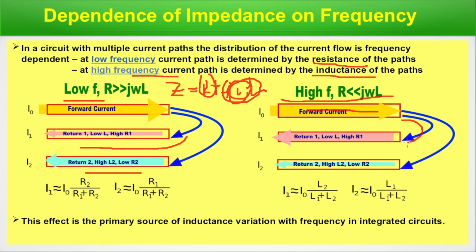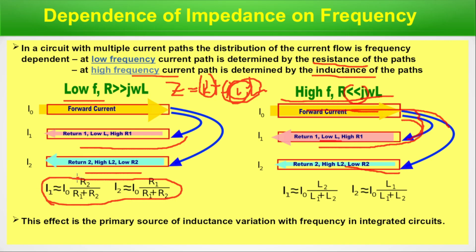What happens at high frequency is completely different. For high frequency, R is much less than jωL. So for the return current, most of the current returns through the low inductive path, and a smaller part of the current returns through the low resistance and high inductive path. And these are the current distribution equations.